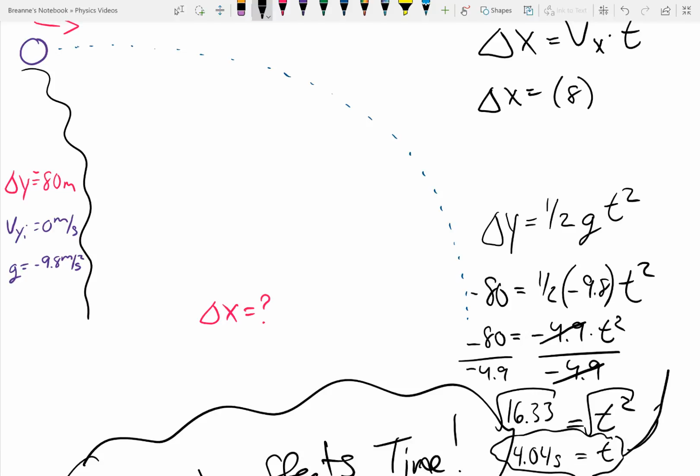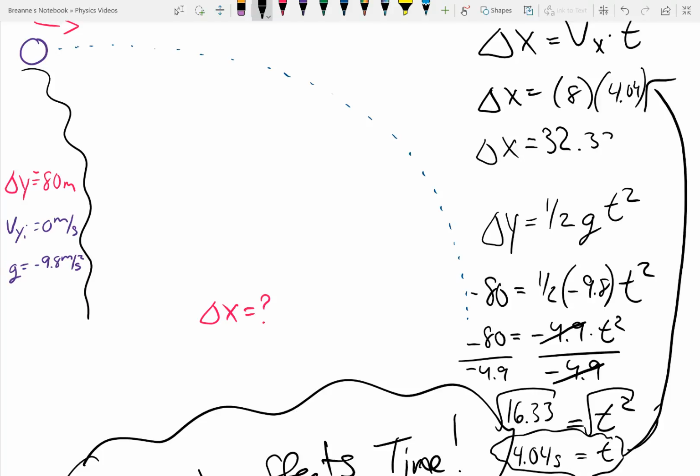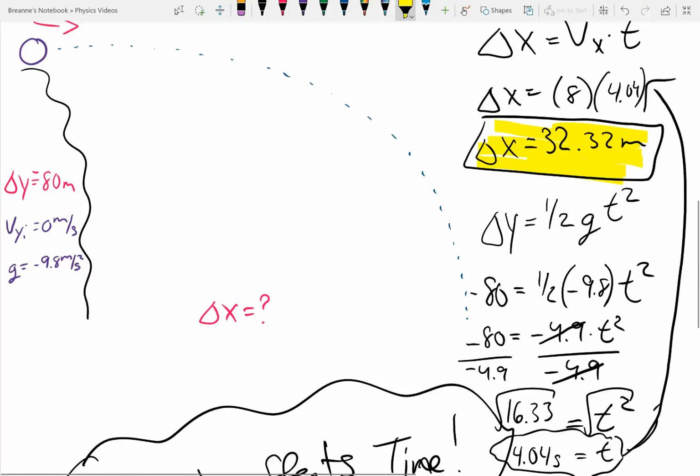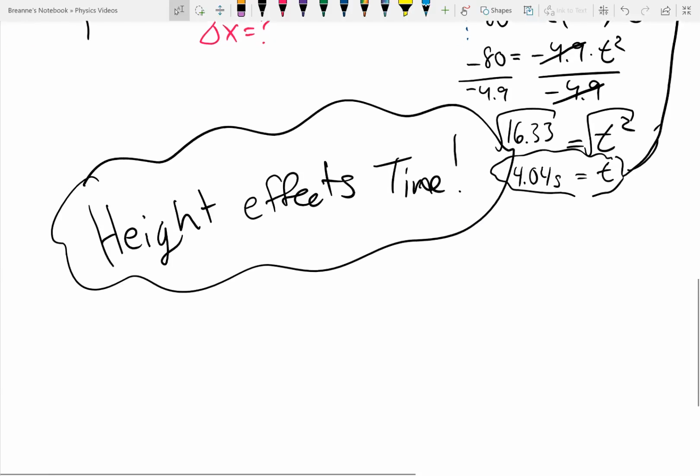Now we can take this information, bring it up here. So 4.04, we're able to find that the ball will hit 32.32 meters away. We were able to figure out our problem. So again, dealing with horizontals, you're going to be doing two parts. You'll either start with the x and go to the y, or you're going to start with the y and go to the x. So let's do a problem that we start with the y and go to the x.